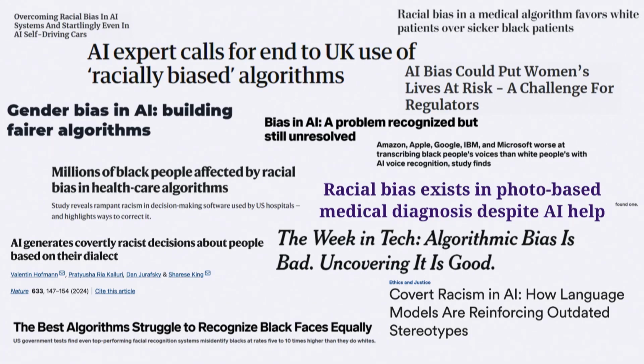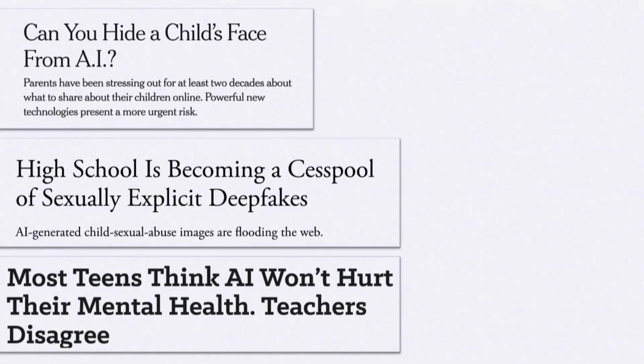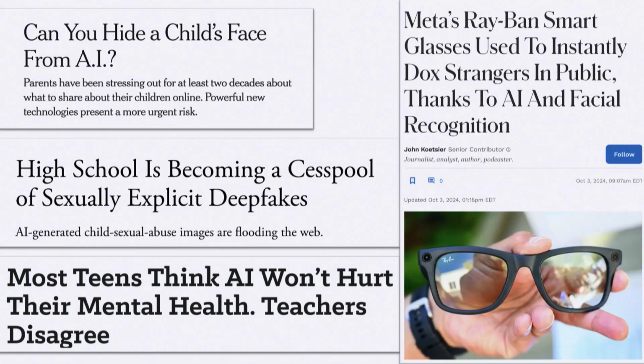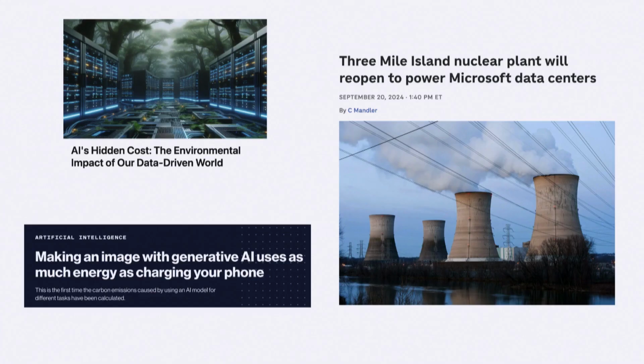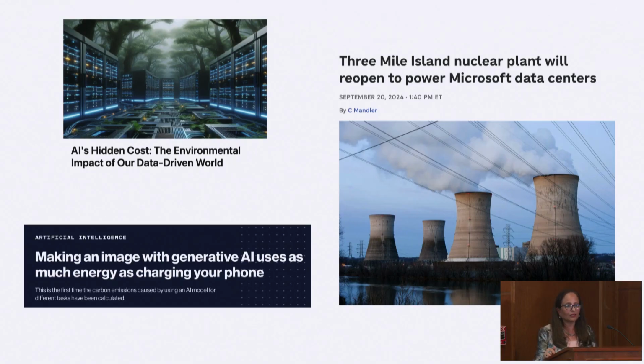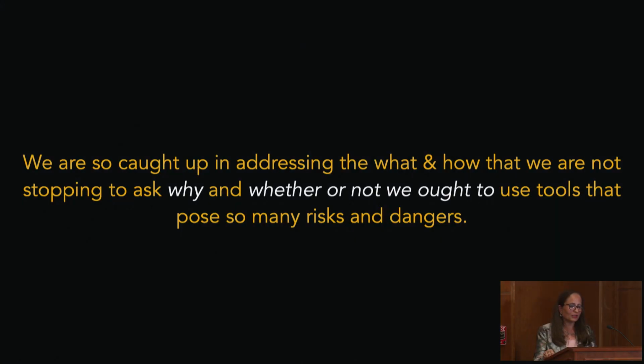Communities of color are more likely to be negatively impacted by new technologies, and too often technologies are designed and deployed without the inputs of the very people they harm the most. Beyond issues of bias, there are unimaginable dangers of cyberbullying, sexual exploitation, and loss of privacy that these technologies pose, the Meta smart glasses being just the latest example. Not to mention the catastrophic environmental damage AI technologies are wreaking. What happened to our climate crisis and pledges to save the planet? We're so caught up in addressing the what and how that we're not stopping to ask why, and whether or not we ought to use these tools, or maybe when. Maybe not never, but when. Use tools that pose so many risks and dangers. It feels like currently the tail is wagging the dog.